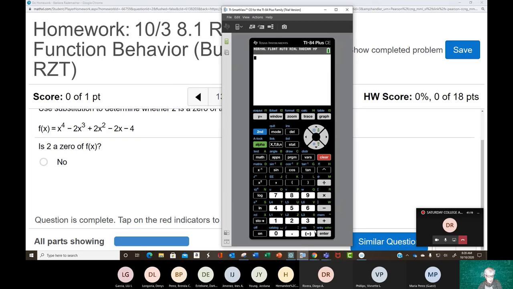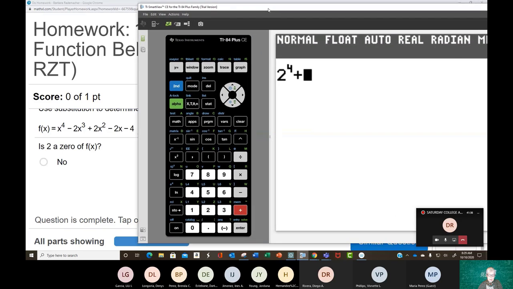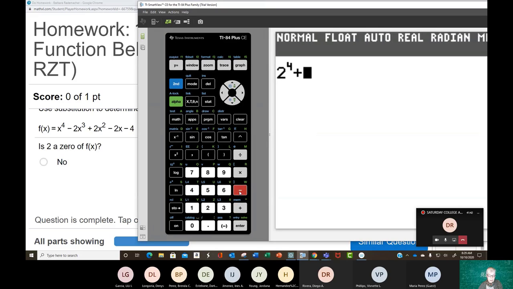So here we go. 2 is the number we're dealing with. 2 caret 4, come down. Plus, I guess we do need the large viewing window. Two to the fourth minus 2 times 2 caret 3. Again, I don't need parentheses because 2 is a positive number. If it were a negative number, I would have to put it in parentheses or the calculator will calculate it wrong.